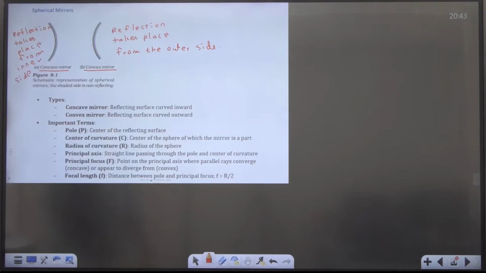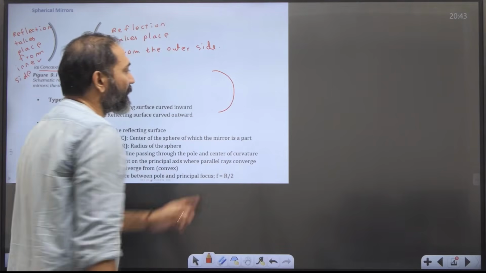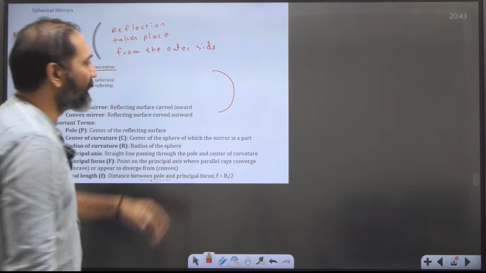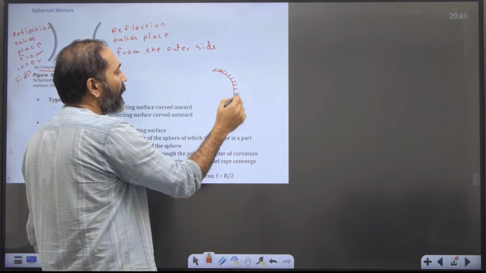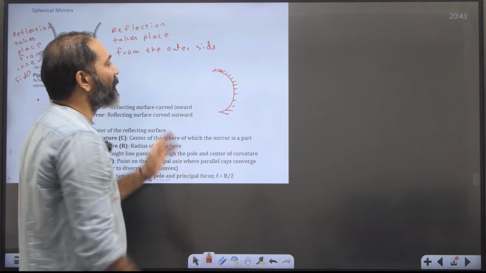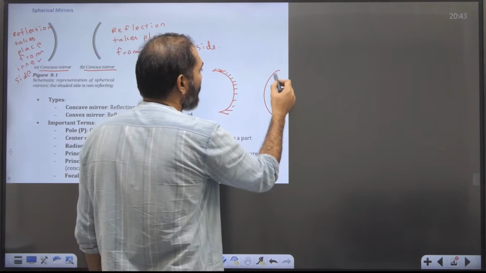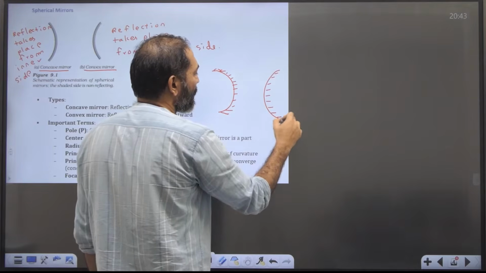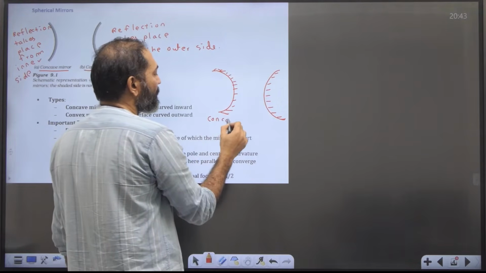Schematic representation of spherical mirrors, the shaded side is non-reflecting. So, is this a concave mirror? You can't say. If you shade the outer surface, it becomes a concave mirror. If you shade the inner side, then it becomes a convex mirror. This is concave and this is convex.